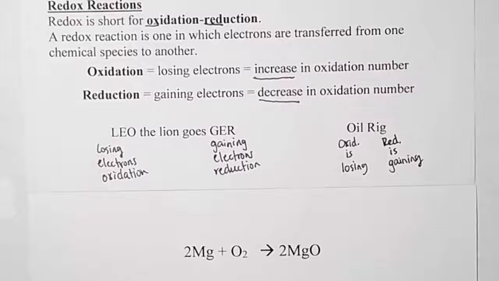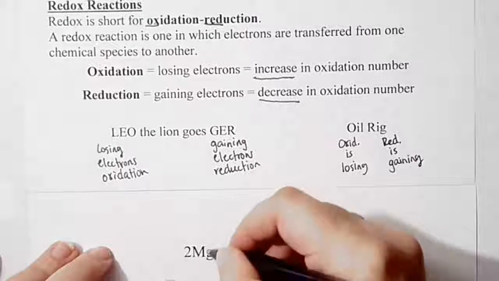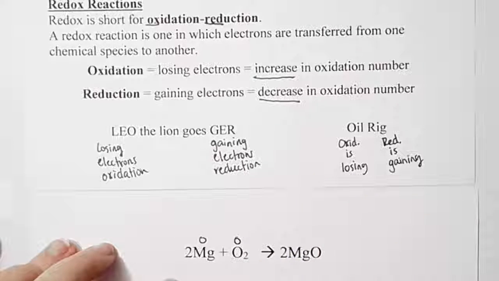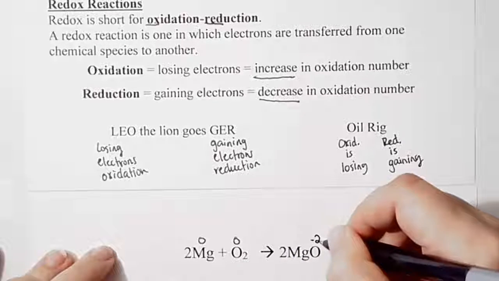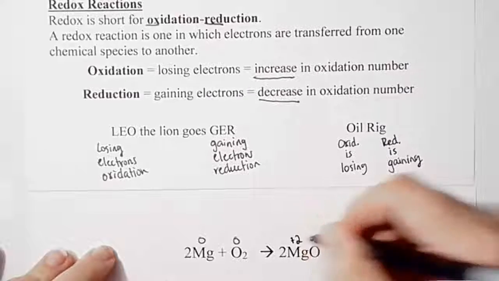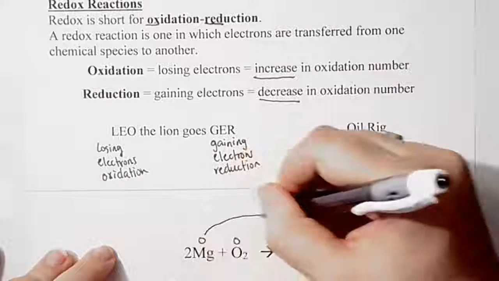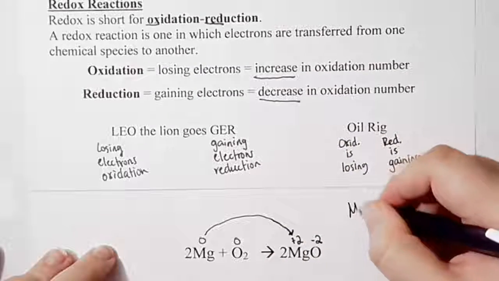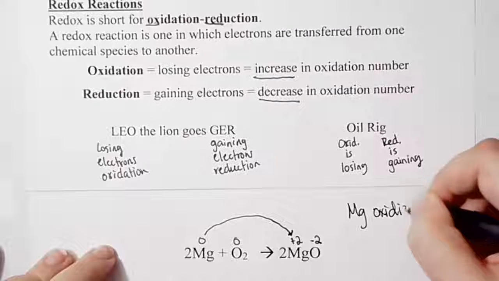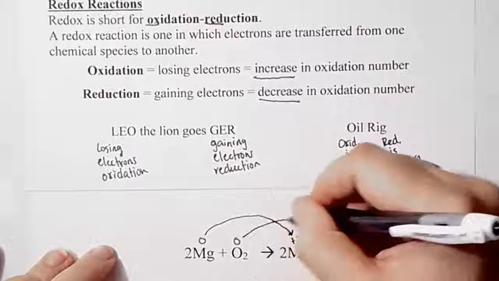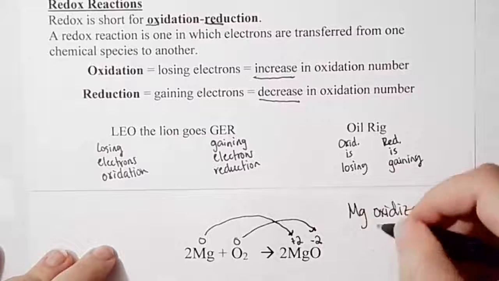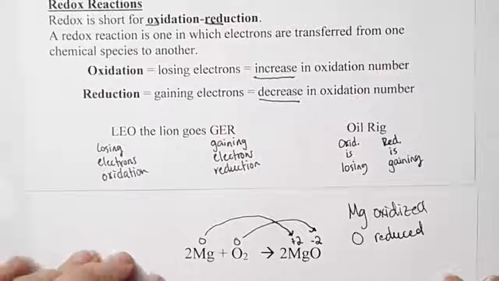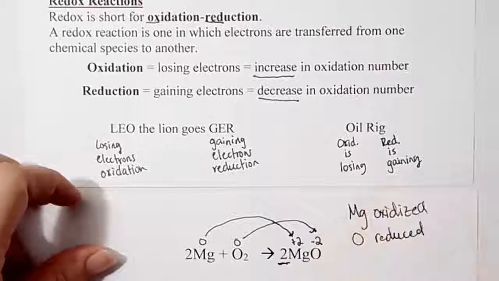All right, so looking at this, I've got magnesium, elemental, it's 0. Oxygen, elemental, it's 0. Here, when it's a compound, oxygen is -2, magnesium group 2, so it's +2. So magnesium goes from 0 to +2, so it is oxidized. And the oxygen is going from 0 to -2. That is a reduction, so oxygen is reduced. Notice these coefficients don't matter to me at all.